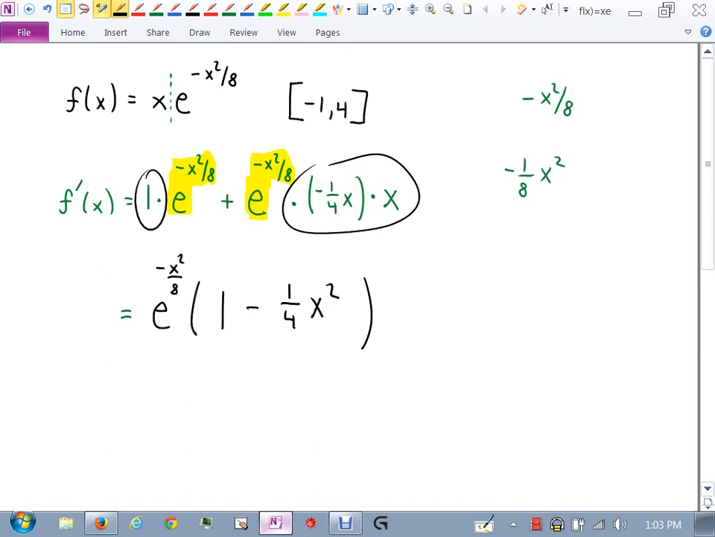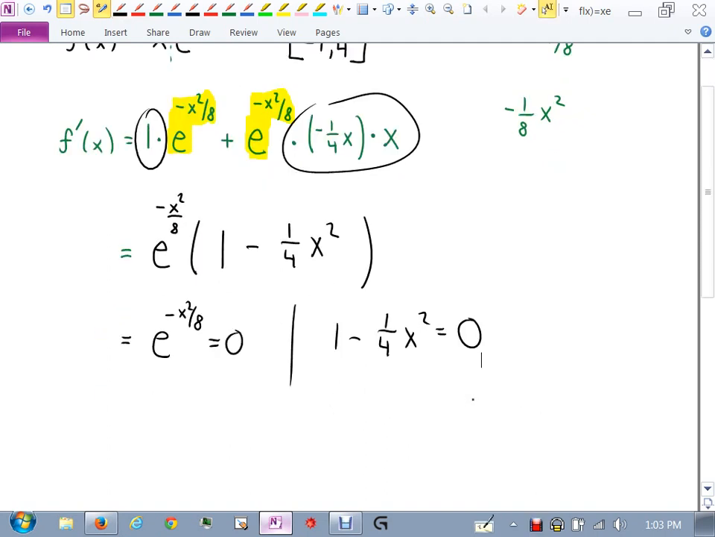Set each of those equal to 0, right? So e to the negative x squared over 8 equals 0, and then the other one, 1 minus 1/4 x squared equals 0. So can this ever be 0? e to any power cannot be 0. Not going to happen.